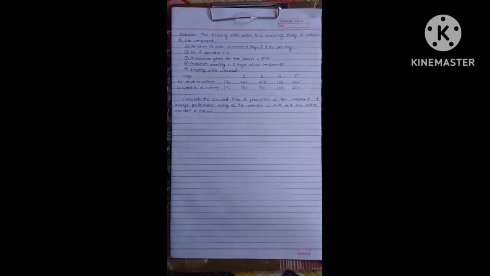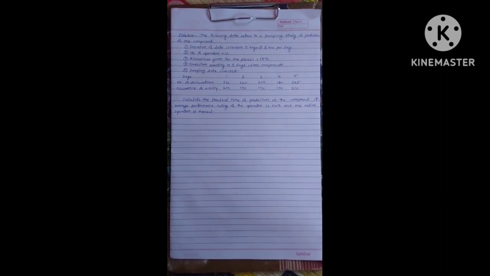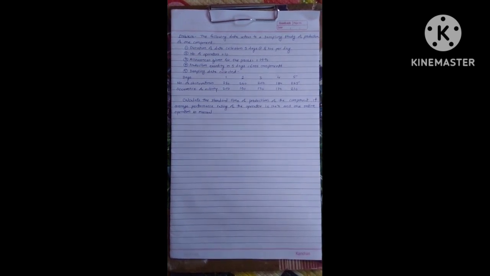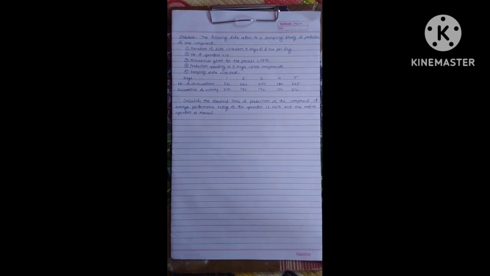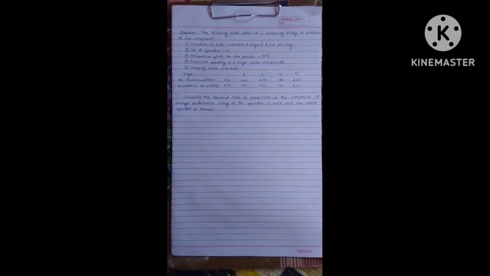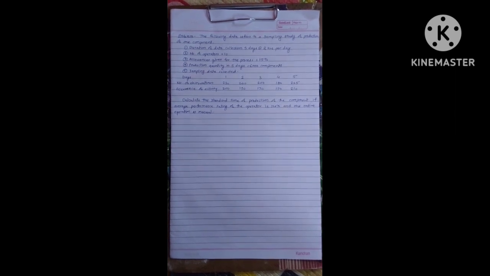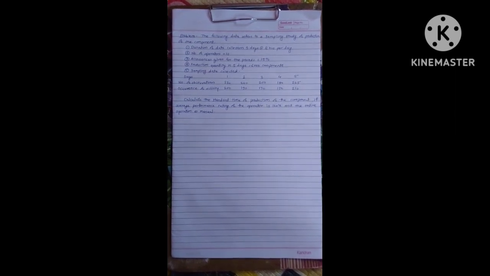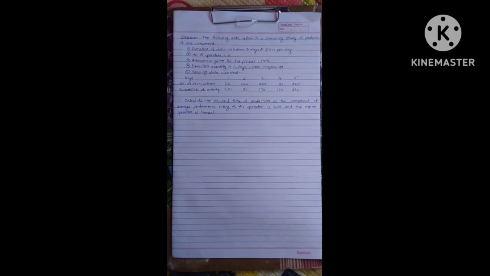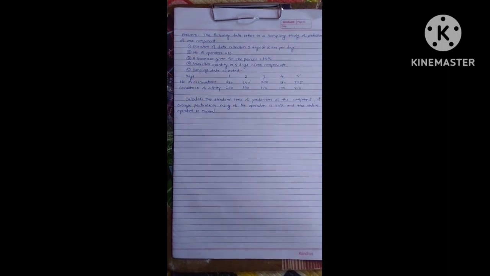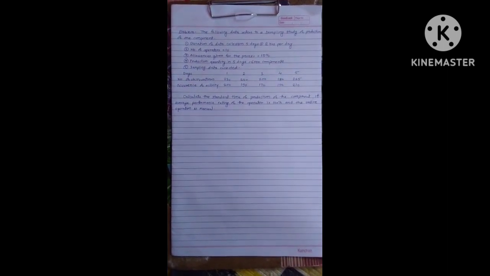Calculate the standard time of production of the component if the average performance rating of the operator is 120% and the entire operation is manual. So firstly we have to analyze what this problem is. In this problem it is given that the data collected is for 5 days at 8 hours per day. So it is 8 into 5, that is 40 hours of data, and the number of operators working is 10.